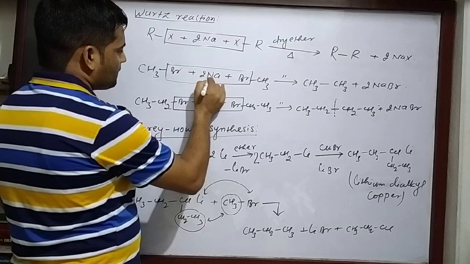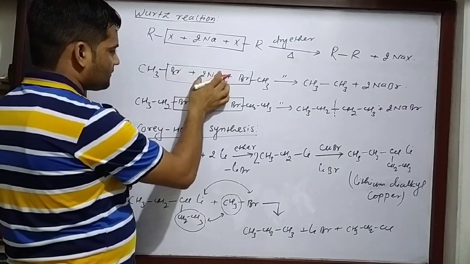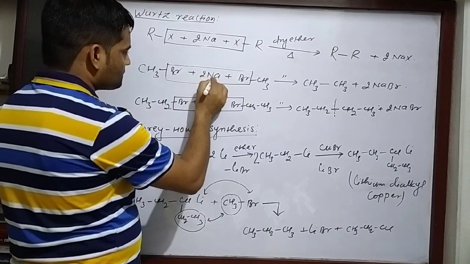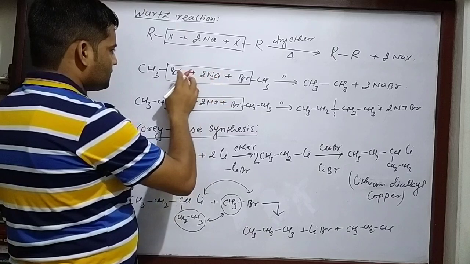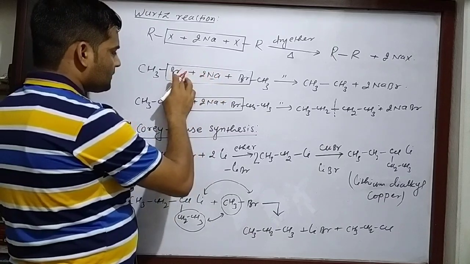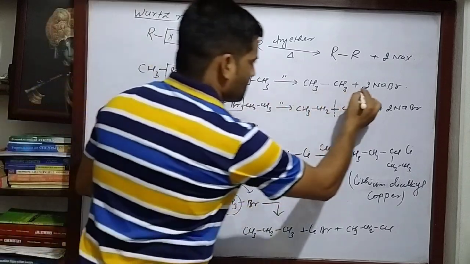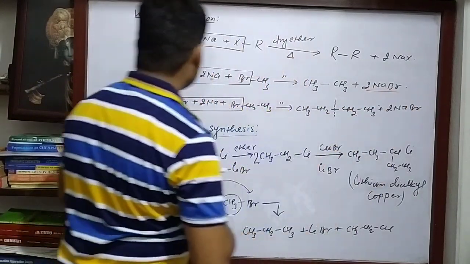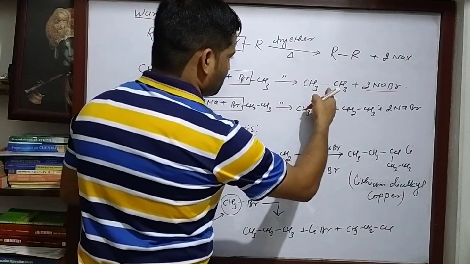One sodium metal combines with one halogen. Here two sodium atoms are involved, and another sodium atom combines with halogen. Sodium combined with Br gives NaBr, another sodium combined with Br gives NaBr, so the byproduct is 2 NaBr molecules, and these two alkyl groups combine to give alkane.